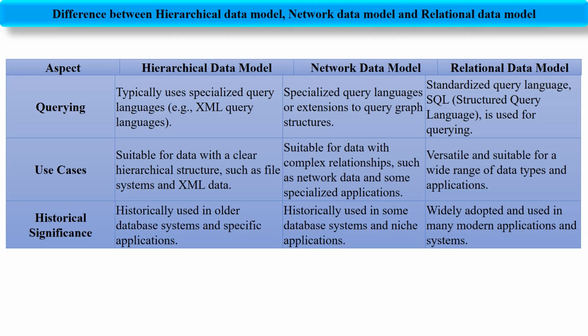10th point is historical significance. Hierarchical data model. Historically used in older database systems and specific applications. Network data model. Historically used in some database systems and niche applications. Relational data model. Widely adopted and used in many modern applications and systems.